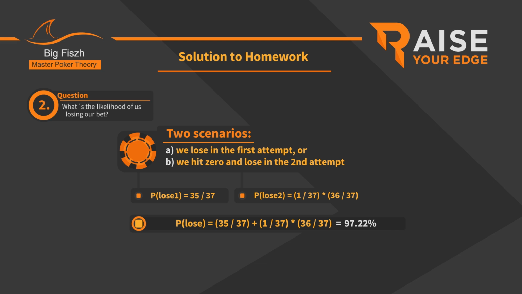We have two different outcomes for the same scenario, which means we have to add them to get the total probability. So we take, in brackets, 35 divided by 37, which is the probability for losing immediately, and add the probability of hitting 0 and losing the second attempt, which is, again in brackets, 1 divided by 37 times 36 divided by 37. After solving that, we get a result of 97.22% total. That is the likelihood for us leaving the table without money.